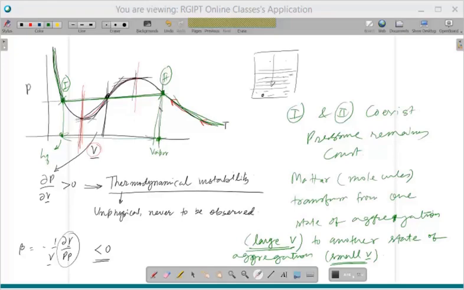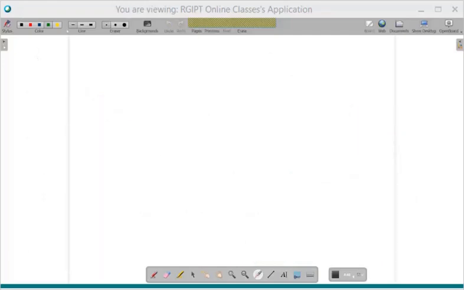Now, why did I say partially predicted? The question is why should it not go like this? Well, first we can rule out this part. In this part I have a compressibility value which is unphysical. That will never be observed. So this part will never be observed. And in this part, there is a phase equilibrium established.